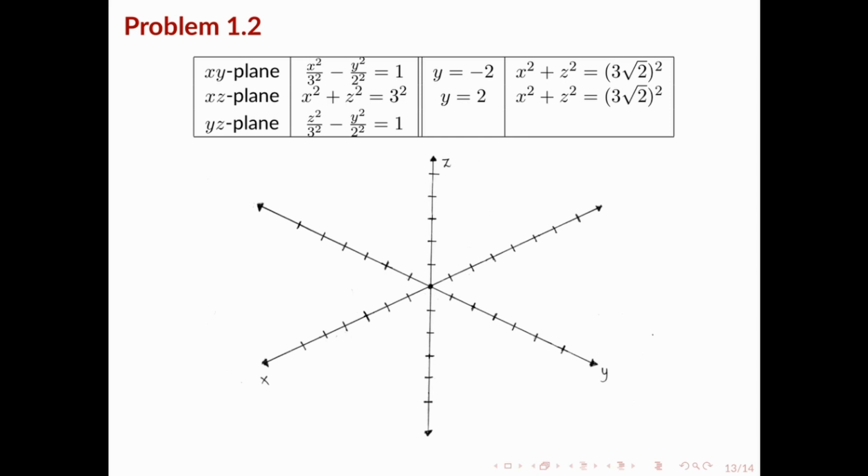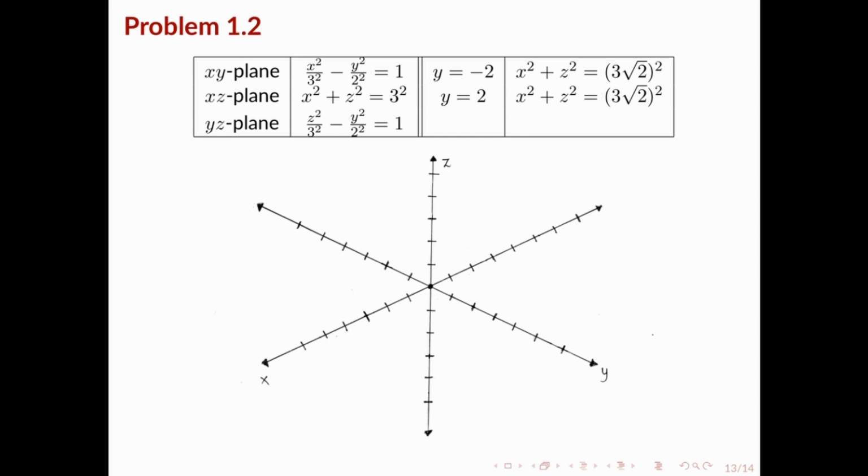Now, we also have the vertices of the hyperbola given to us by the denominator of the x squared term. In this case, the denominator of the x squared term is 3 squared, so we know that the vertices must lie on x equals positive and negative 3.